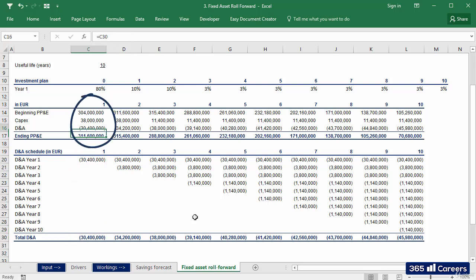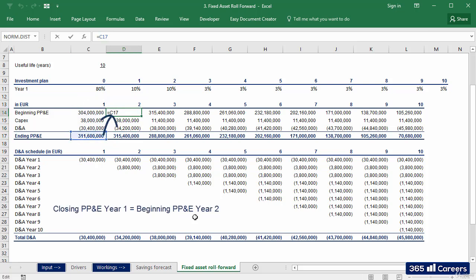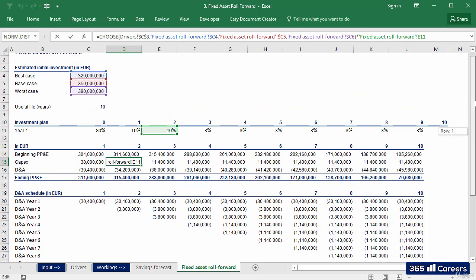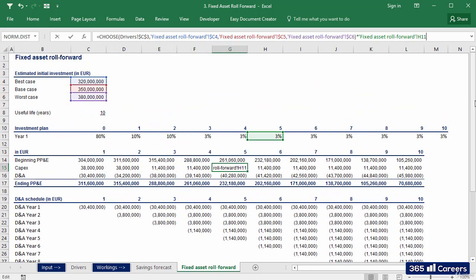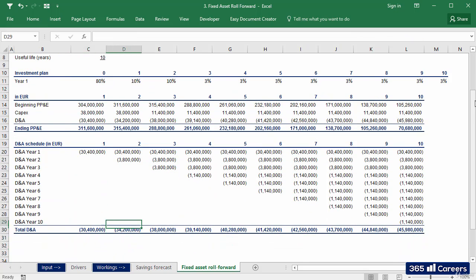Now, we've completed the table for year 1 and obtained closing PP&E for year 1, which is also our beginning PP&E for year 2, given that every year's closing PP&E is the beginning PP&E for the next one. We can then use the same formula as the one we have on the left to calculate CapEx for the entire table. This leaves us with D&A as the only unknown. Well, D&A is easy to calculate. All we have to do is calculate the additional depreciation of the investments we've made throughout the years.